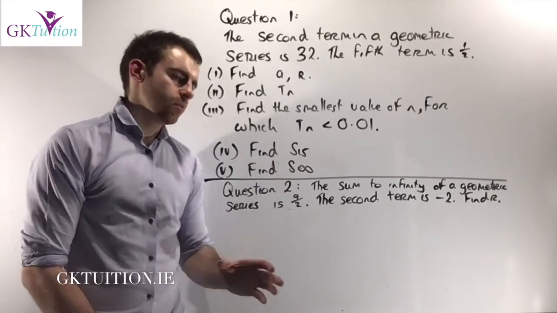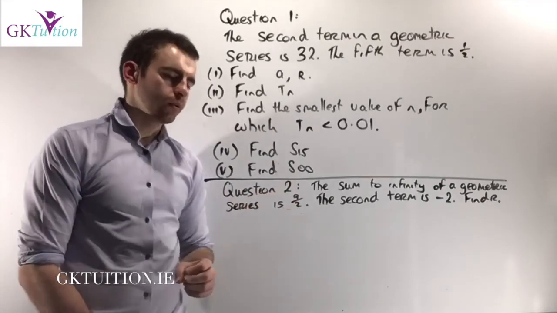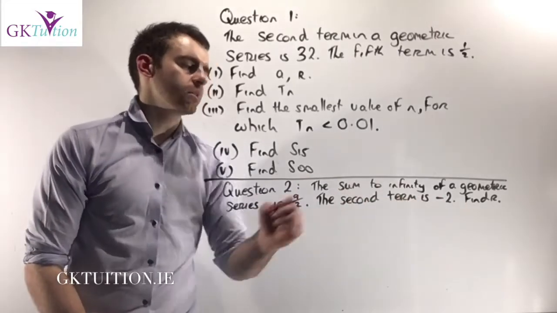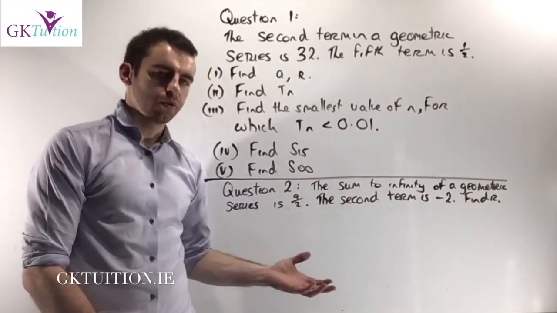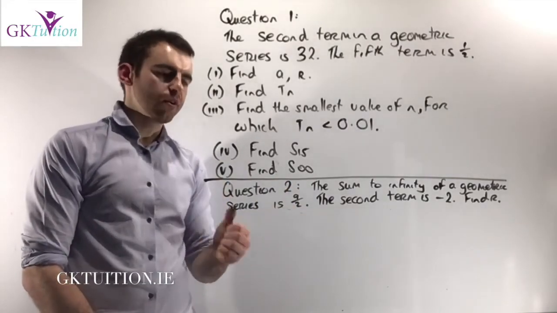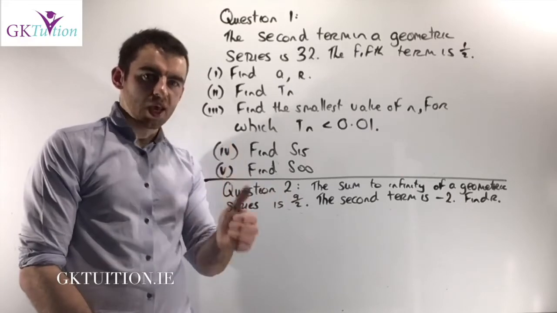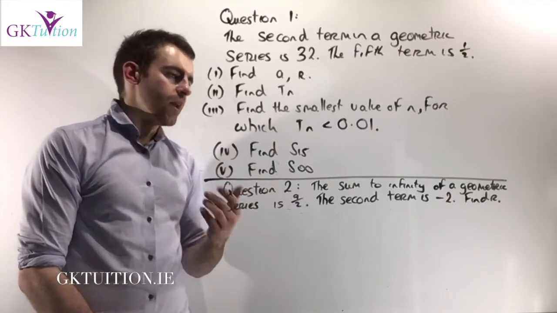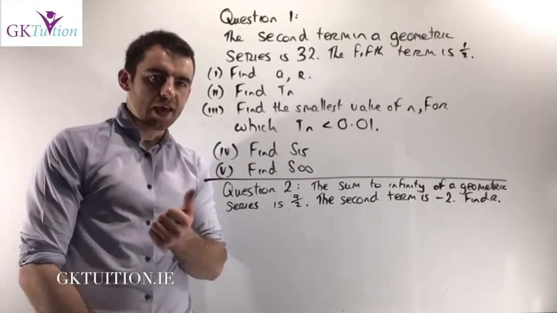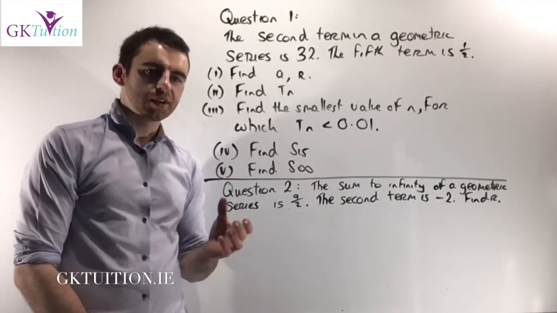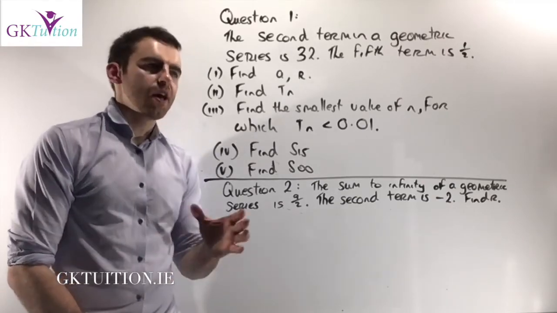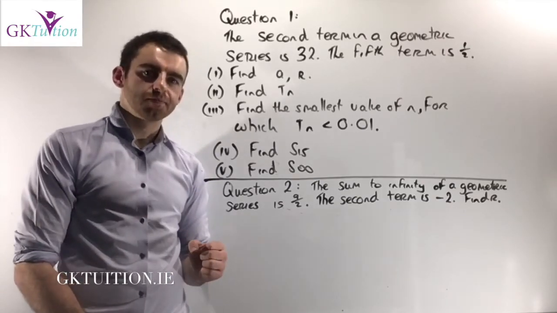Question 2 is a little bit different. It says that the sum to infinity of a geometric series is 9 over 2. And it says the second term is minus 2. And it says find R. I've given you 2 pieces of information, and each one should allow you to come up with an equation with A and R in it. And then you'll have 2 equations and 2 unknowns. You'll have enough information to find the value of A and the value of R. So I want you to take this question down and just pause the video, work through it yourself, and then watch my solutions on it.